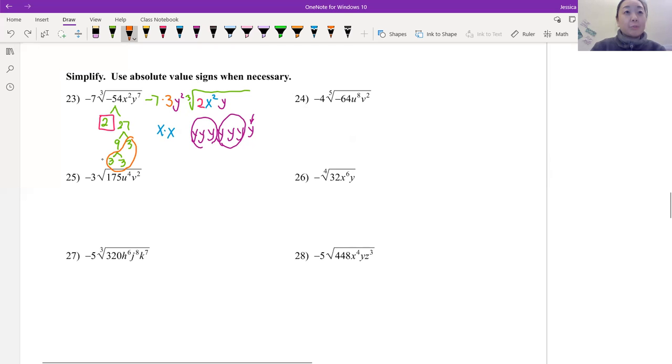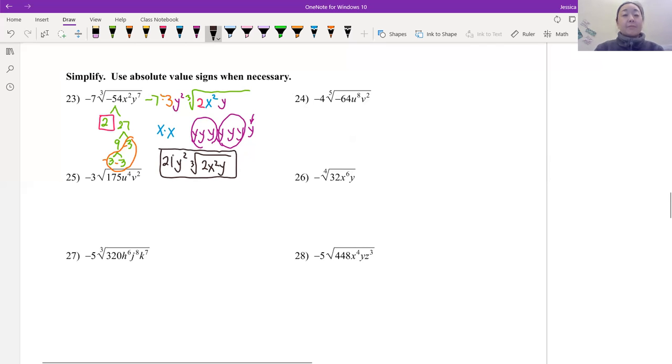Okay, so here we go. We're going to make these all -3s instead. So what we're pulling out is a -3. So it's going to be -7 times -3, which is, let me do it with this color, +21 y squared, cube root of 2x squared y.